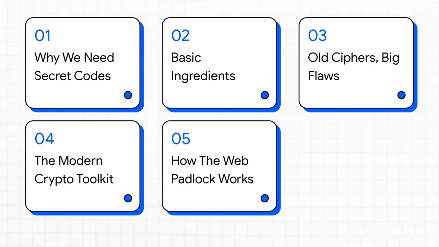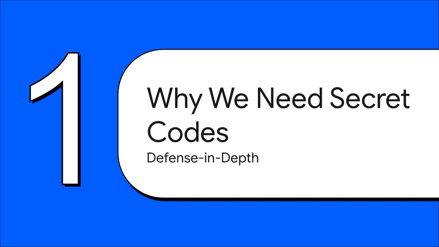So here's our game plan for today. We're going to move through 5 key areas. We'll kick things off with why we even need secret codes in the first place. Then we'll get into the basic ingredients of crypto. From there, we'll look at some old ciphers and see exactly where they went wrong. And that will lead us right into the modern toolkit that powers pretty much everything, including that little padlock you see in your web browser. All right, so first things first, let's talk about the why.